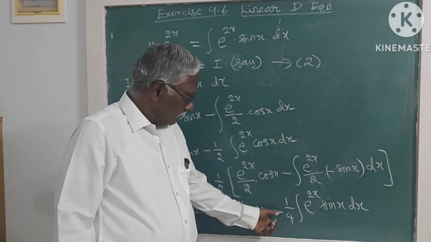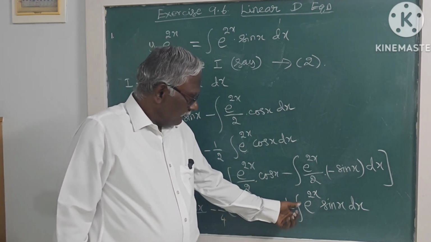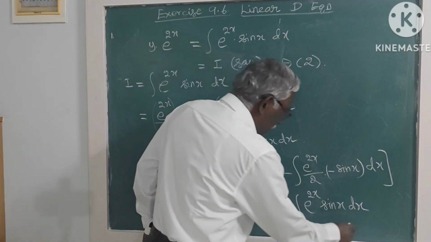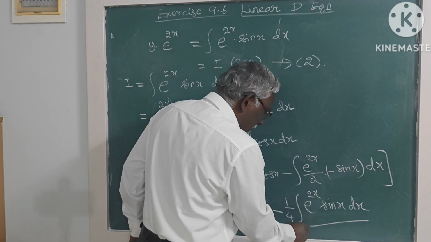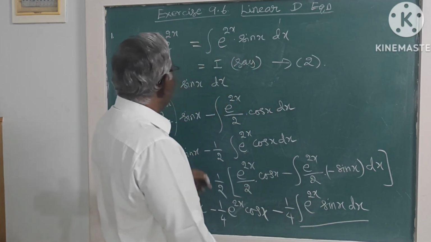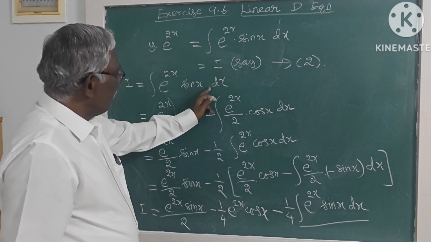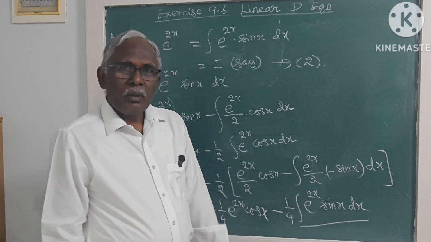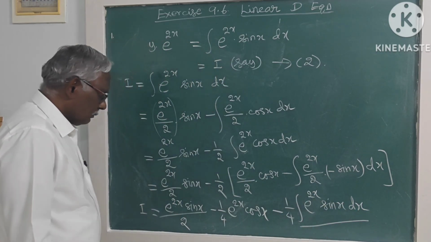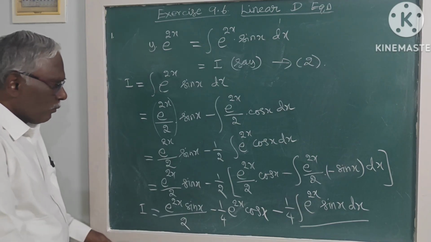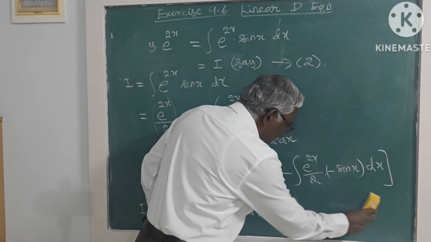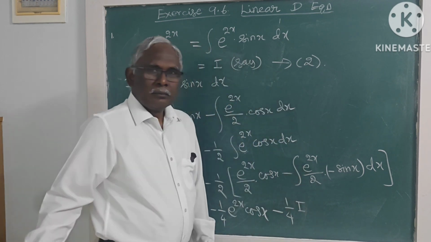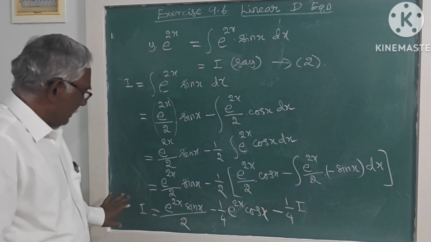So see here, minus 1 by 4 times integral e power 2x into sin x dx. This is nothing but I only. I is nothing but integral e power 2x sin x dx. So how to proceed now? We just have to replace this with I. Now take this term to the left hand side.